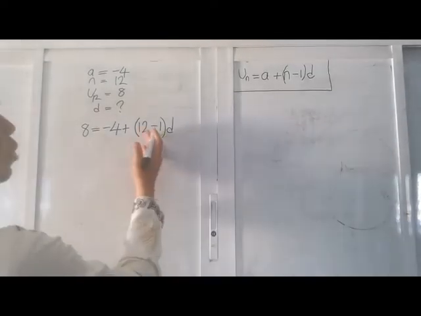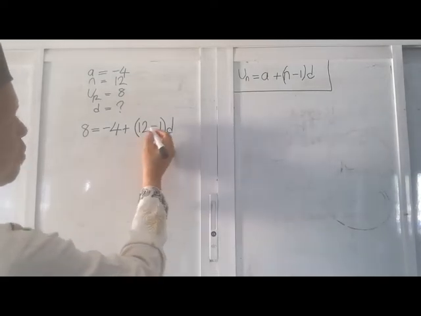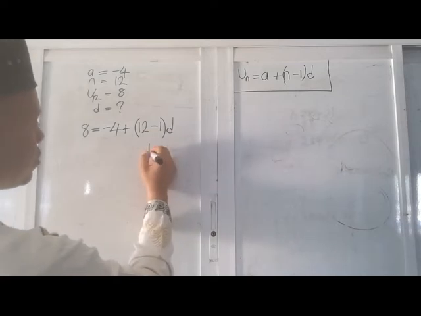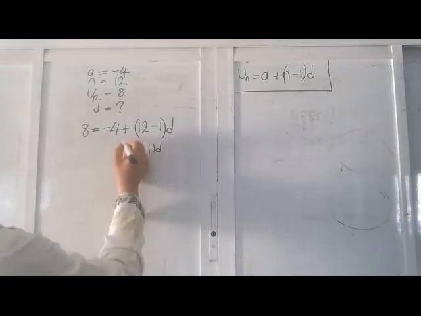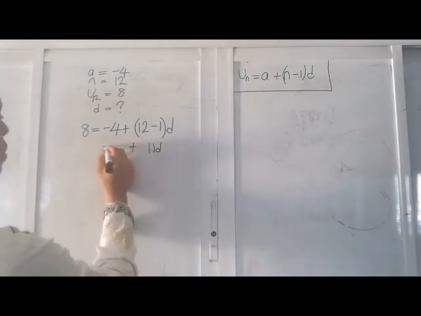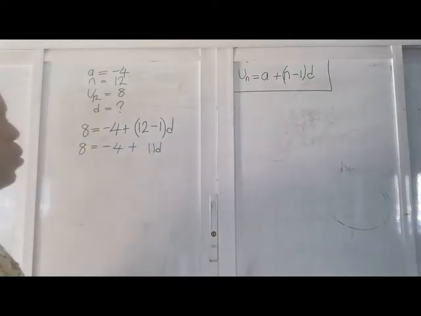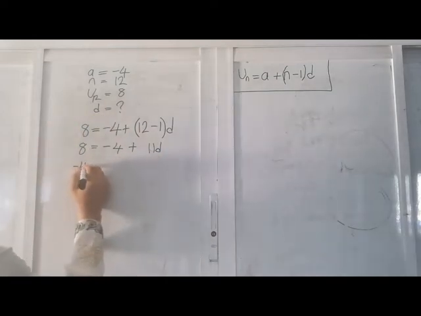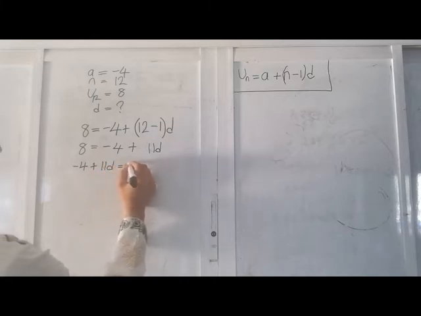So, in opening up this bracket, you will have d times 12 minus 1. To make it very simple, 12 minus 1 will give us 11. So when it multiplies by d, it becomes 11d. You bring down your plus, you bring down the minus 4, equal to 8. So at this point, we can collect like terms. But before I do that, let me rotate. I'll have minus 4 plus 11d equal to 8.